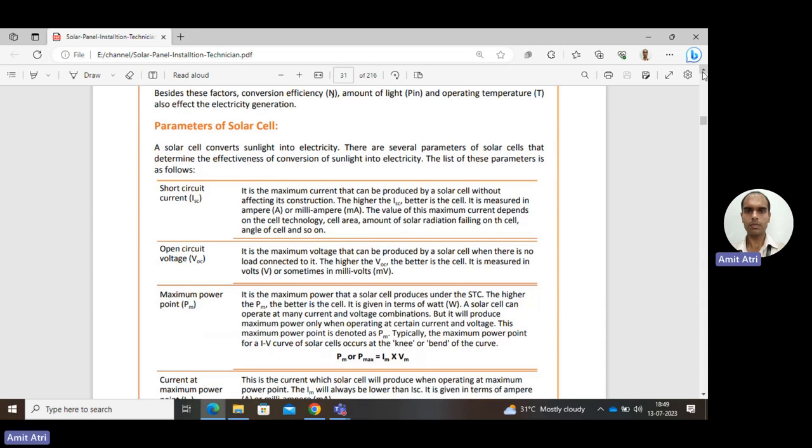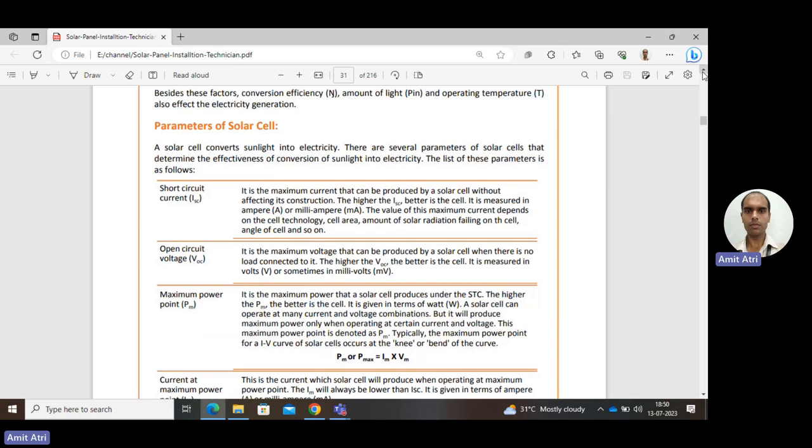Open circuit voltage. Open circuit means the load is not connected; the output terminals of the solar cell are open. So no load is connected. At that time, the voltage between these terminals is the open circuit voltage. A higher value is desired from a solar cell, and it is measured in volt or millivolt.